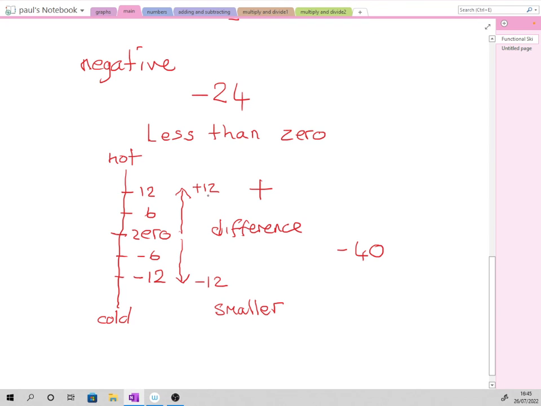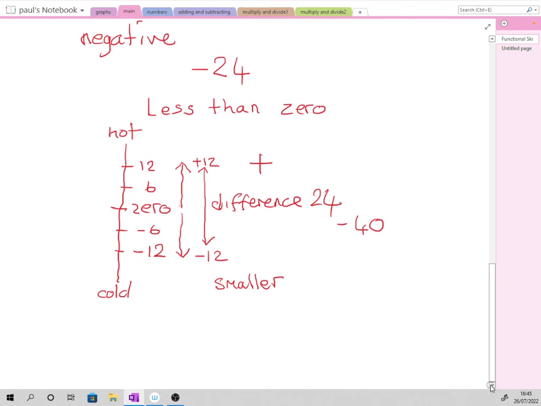Now the difference between plus 12 and minus 12 is all the way from there right down to there, which is going to be 12 gets you down to 0 and another 12 gets you down to minus 12. So the difference between these two numbers is 24.